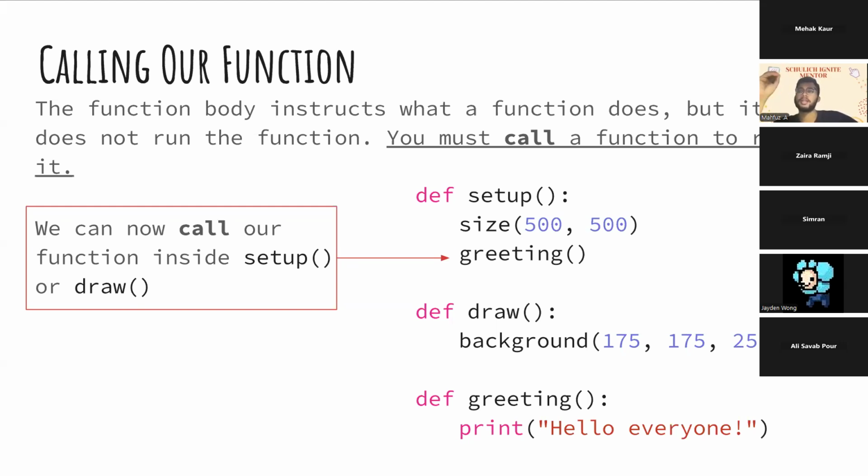The computer immediately knows what greeting is, since you use the def keyword. So it's already defined, and then you can use it anywhere else that you would like in your code, inside of the other functions. So yeah, that's kind of how a function works.